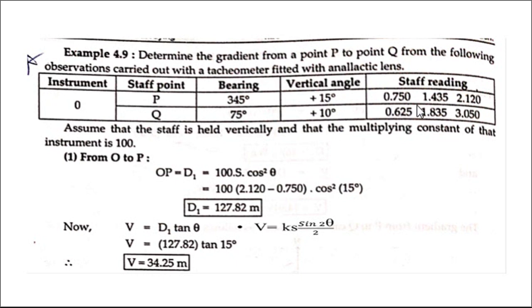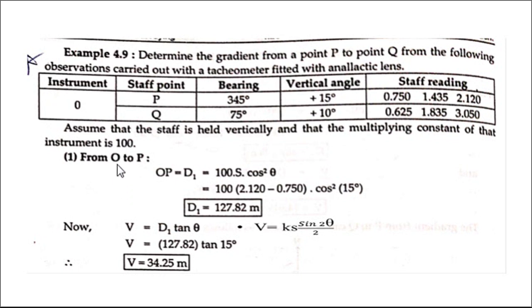0.75, 1.435, 2.120, and for second Q 0.625, 1.835 and 3.050. Okay, they have mentioned, assume that the stop is held vertically and that the multiplying constant of the instrument has a value of 100. Okay.